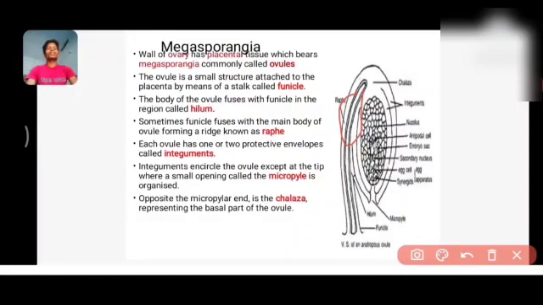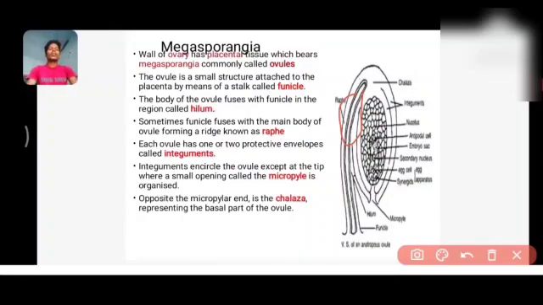Integuments are protective layers. They protect the ovule from the outside environment. They are one or two in number, and they encircle the ovule except the tip area, which is called the micropyle. Opposite to the micropyle end is the chalaza end, representing the basal part of the ovule.